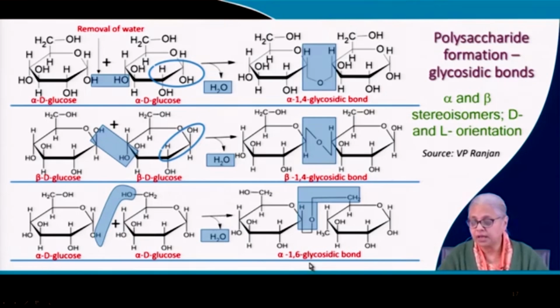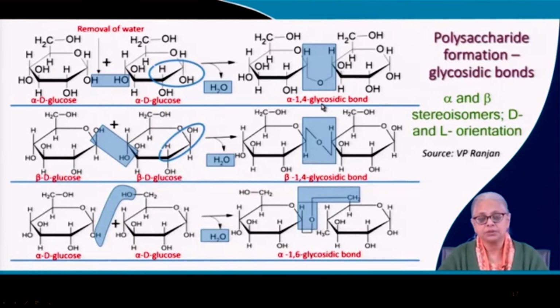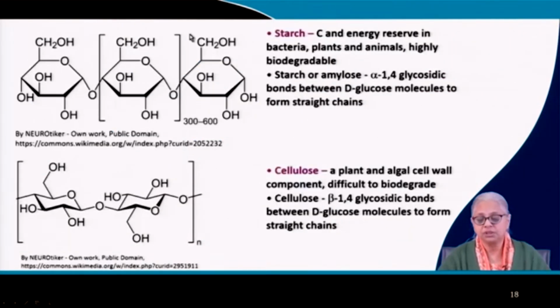What does all this have to do with macromolecules? The first one, the alpha 1,4 glycosidic bond, is what you see over here in starch. Starch, as you know, is common in food. Whatever you eat, rice, many of the vegetables, they are all high in starch. And starch is highly biodegradable. It's very easy to digest. Those of you who like rice and potatoes, they are pure starch. They are very quick.